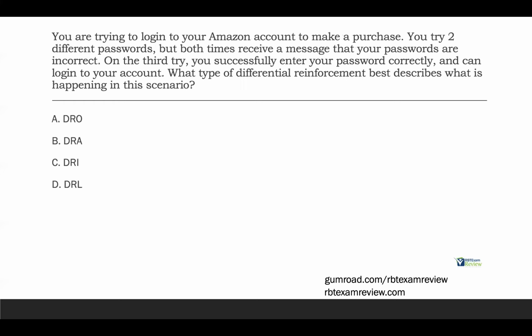You're trying to log into your Amazon account to make a purchase. You try 2 different passwords, but both times receive a message that your passwords are incorrect. On the 3rd try, you successfully enter your password correctly and can log into your account. What type of differential reinforcement best describes what is happening in this scenario?